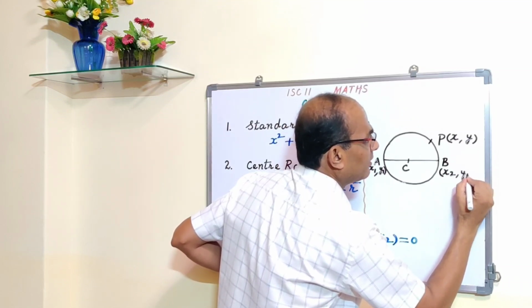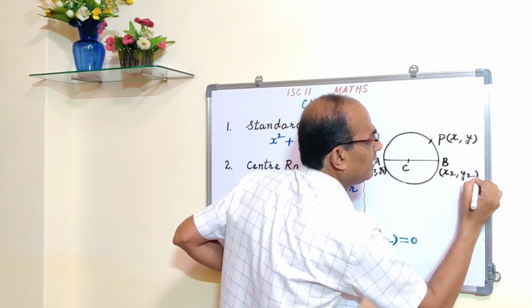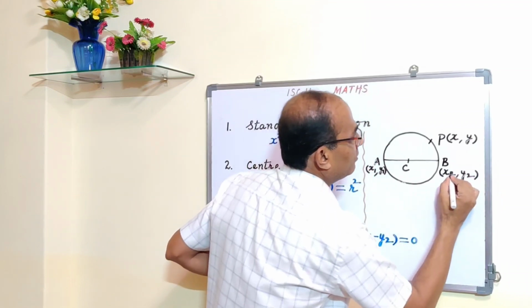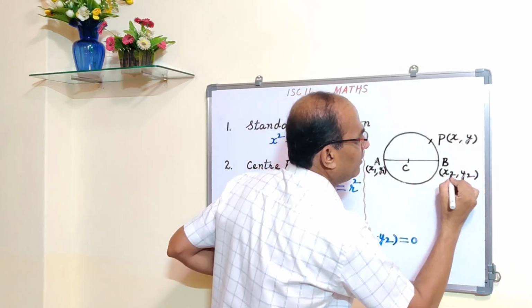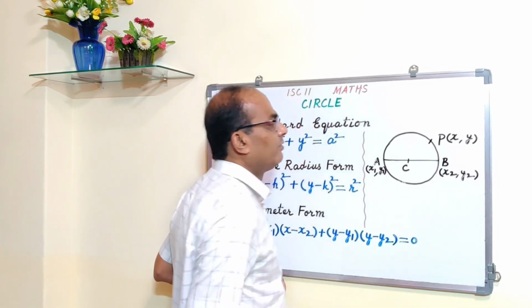x2, y2. Alright, x1, y1 and x2, y2, they are the coordinates. Fine.